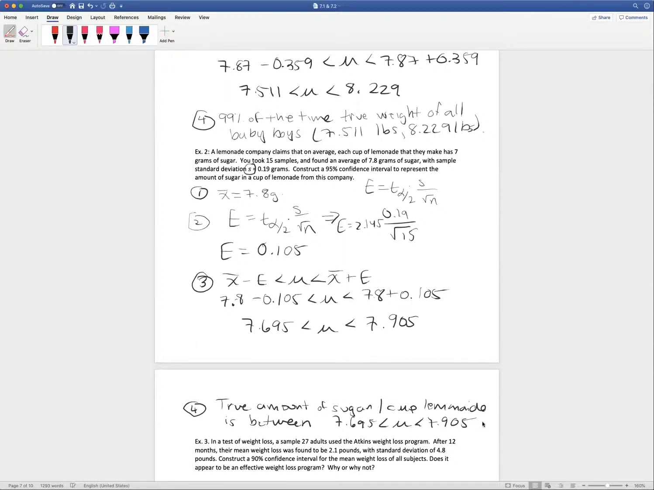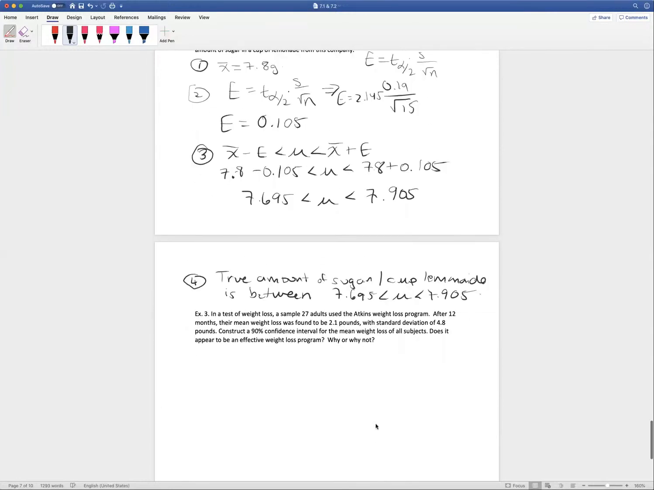5 out of 100 times, maybe it's 8.1. Maybe one of them is 7.0. Maybe we got a particularly small sample. But most of the time, our range of values for the population mean of the amount of sugar per cup of lemonade would be between 7.695 cups and 7.905 cups.